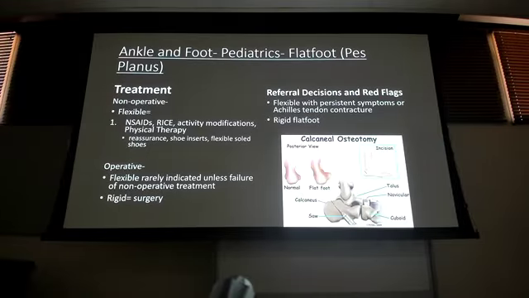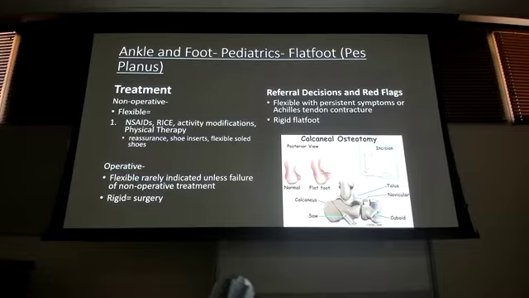All right, what do we do for these? If it's flexible, once again, most we do non-operative treatment, and the majority are flexible. If they're symptomatic, they'll present. If not, we may just incidentally notice it. But we do the same treatment like we always do: NSAIDs, RICE, activity modification, physical therapy. Shoe inserts can be helpful for these patients as well.